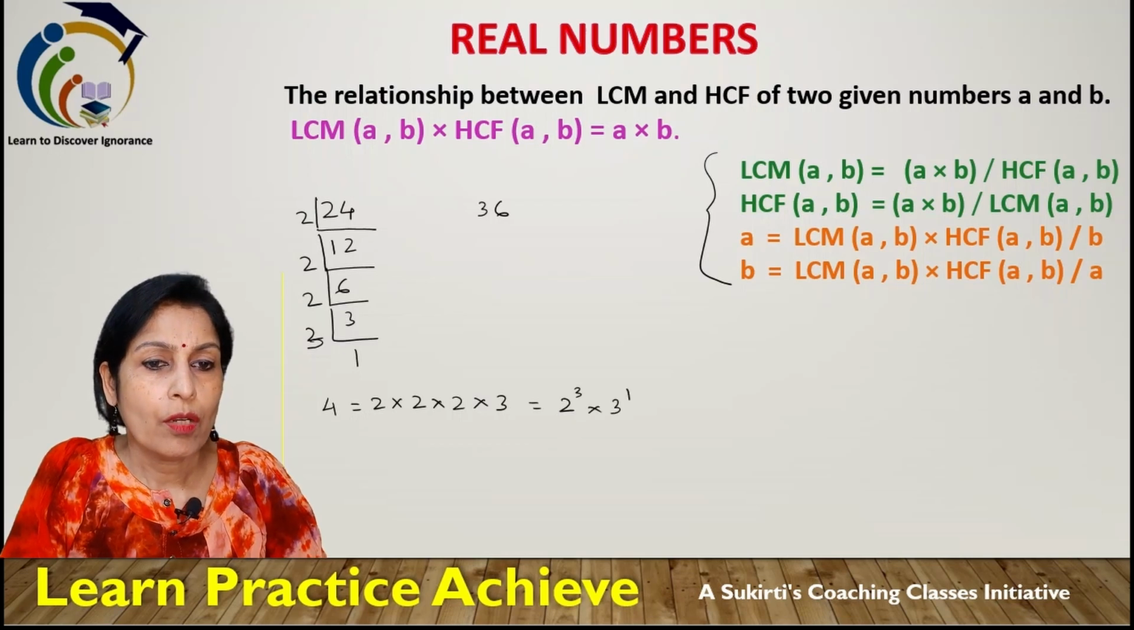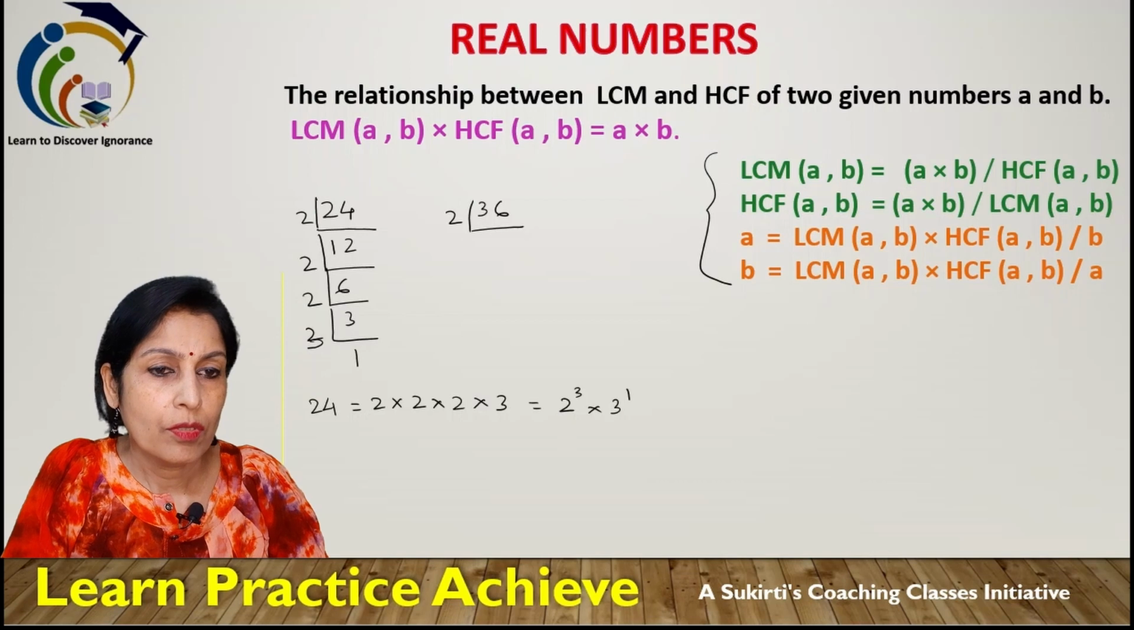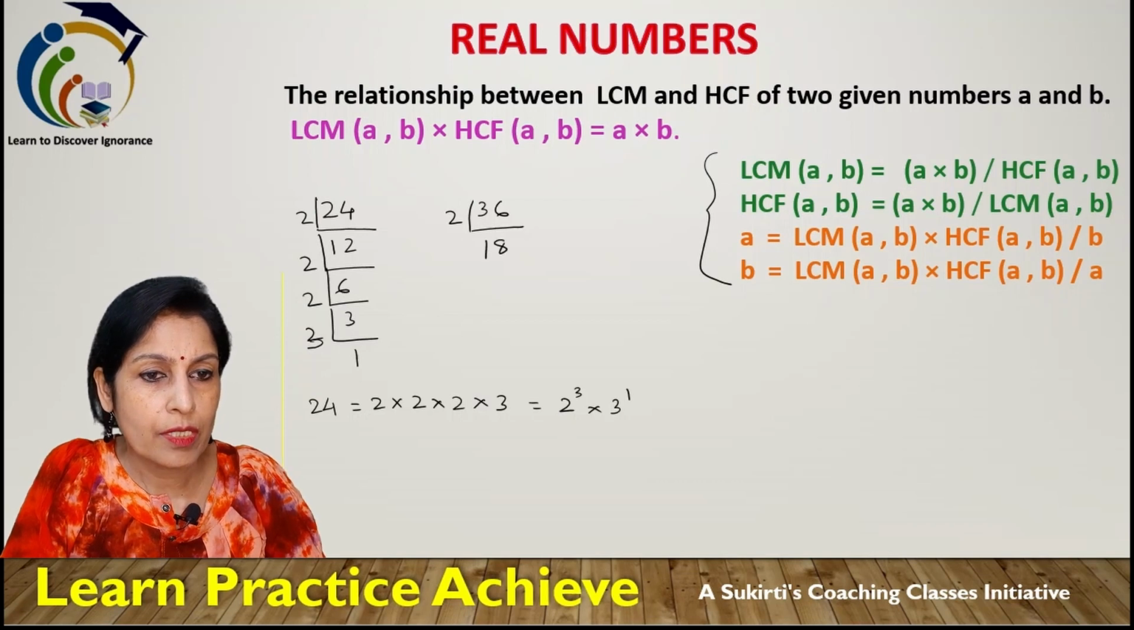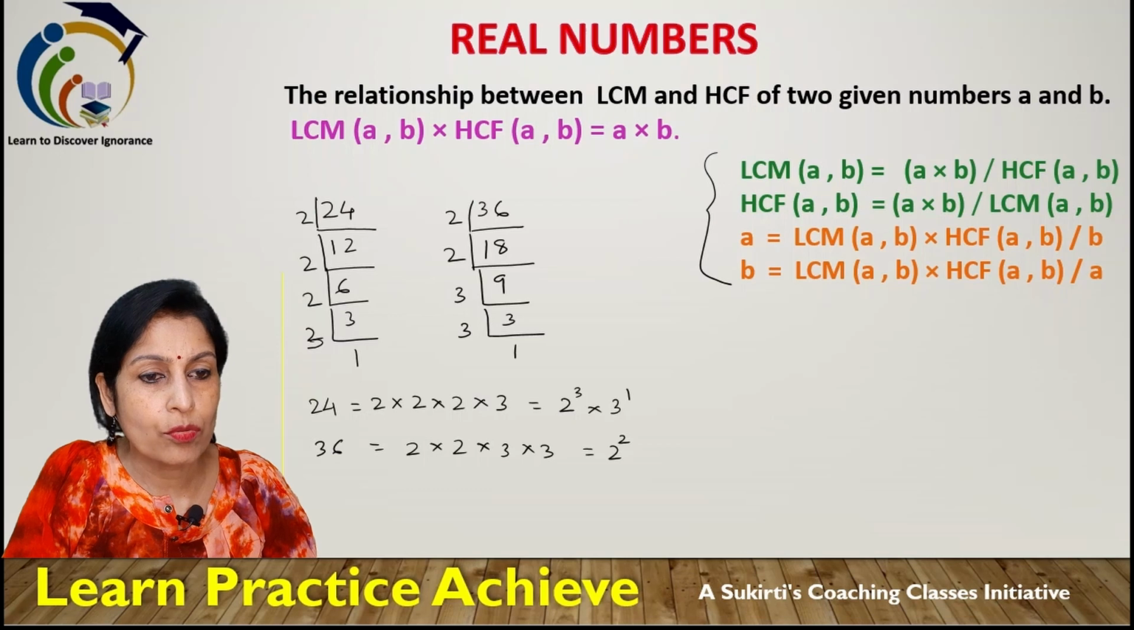In the same way, when we find out 36, then again it will go by 2. So 2 18s are 36, then 2, 9, then 3, 3, and 3, 1. So when we write 36, that is equal to 2 into 2 into 3 into 3, that is equal to 2 to the power 2 into 3 to the power 2.